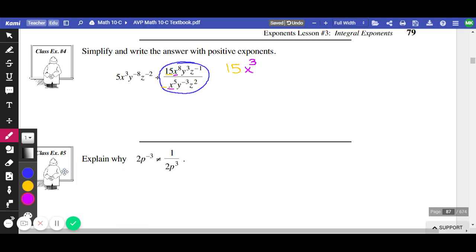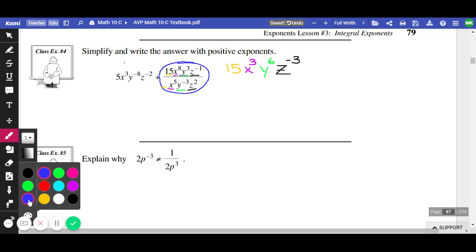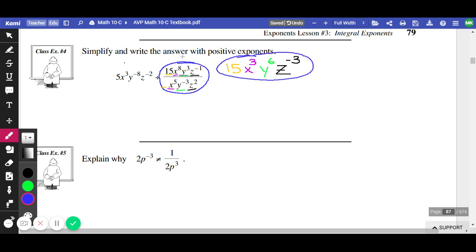Our next thing that we have is y to the 3, y to the negative 3. If you were to use your exponent rules, 3 minus negative 3 would give me y to the power of 6. That green's a little hard to see, I apologize. The last one we have is z to the negative 1, z to the negative 2. If you go negative 1 minus 2, you get z to the negative 3. That means this entire thing I've circled in the blue simplifies to be just that. And that became that.